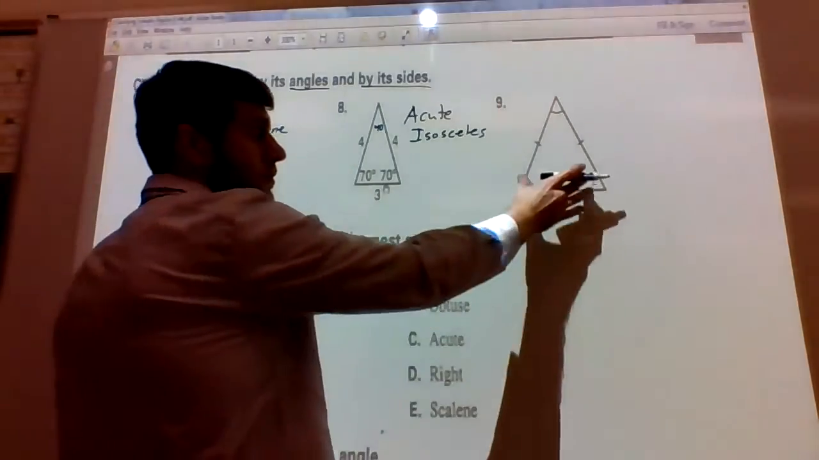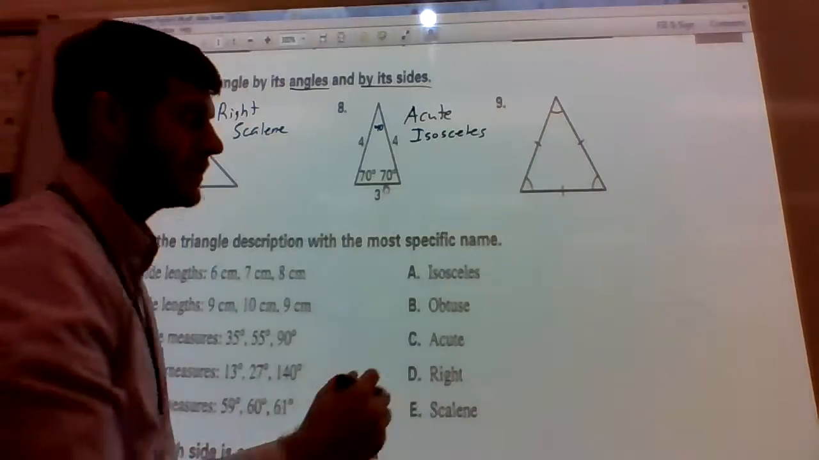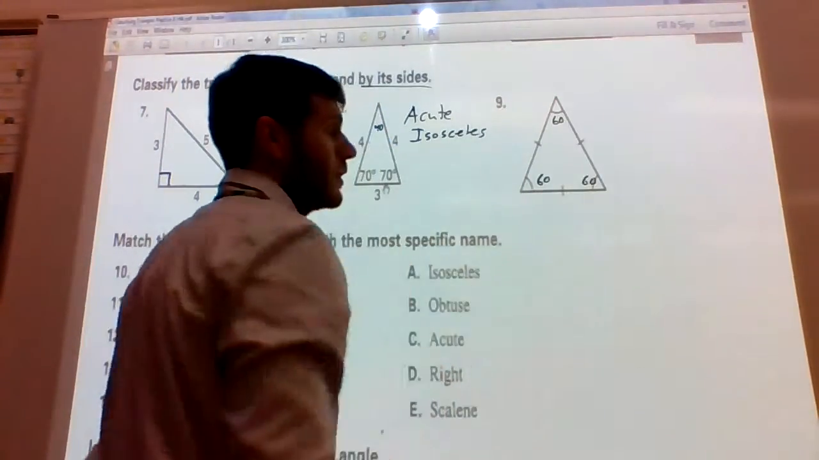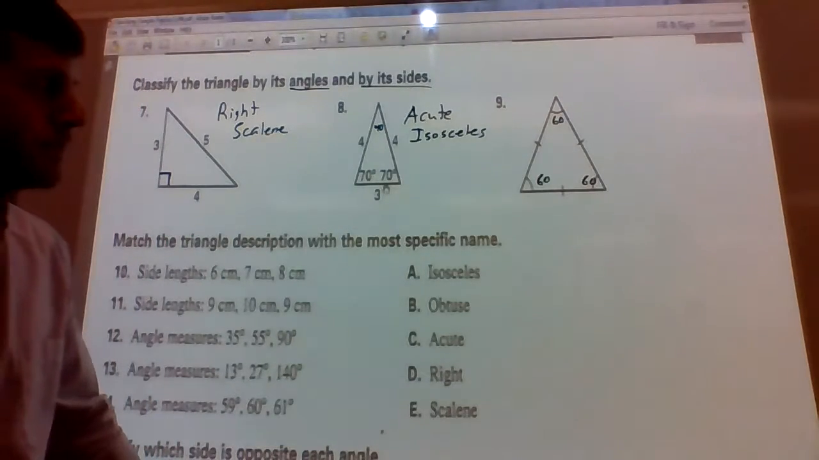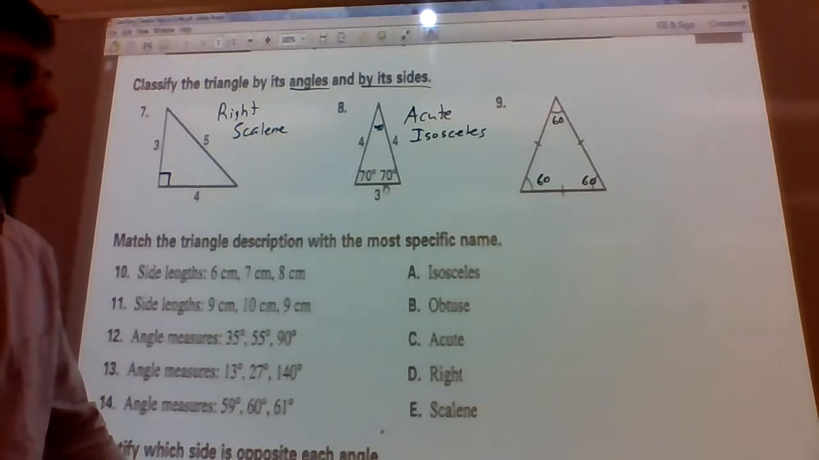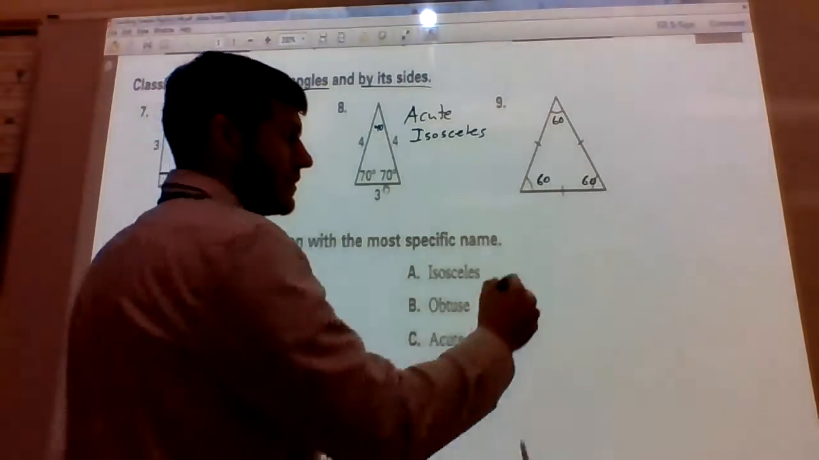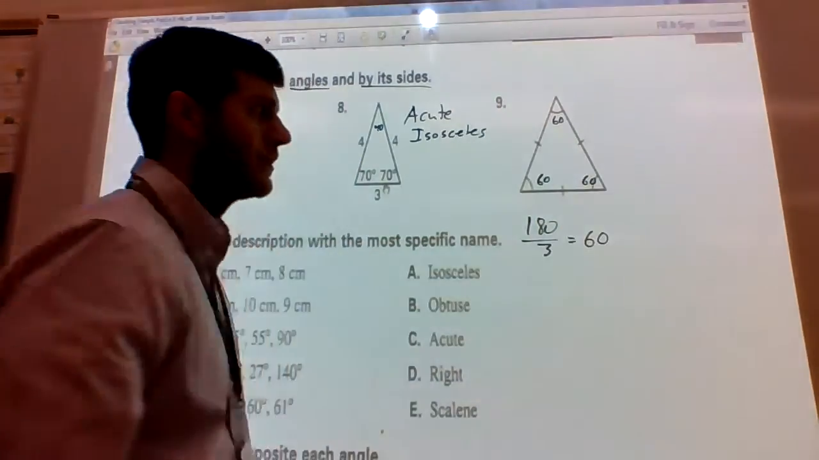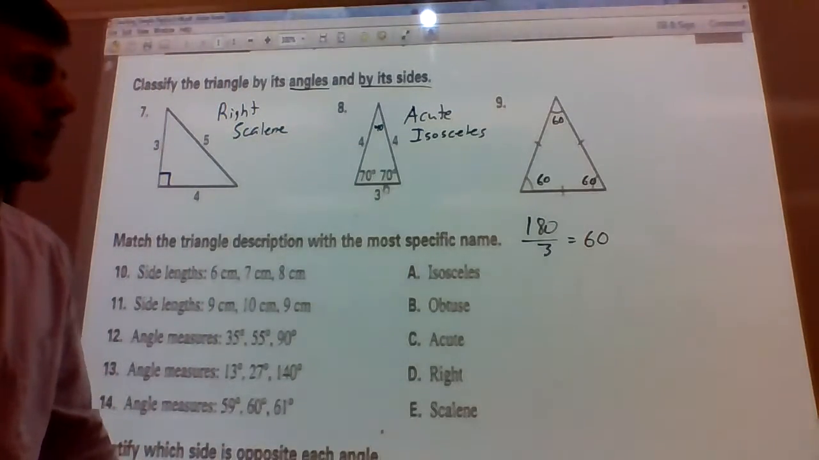This one, all the angles are the same, so they're all going to be 60, 60, and 60. So we can say it's equiangular. We could also say it was acute if you wanted, but equiangular is more accurate. All equiangular triangles are going to be acute because the angles are going to be 60, 60, and 60. Again, we know that 60, 60, and 60 because they're all the same. And 180 divided by 3 is 60. So all equiangular triangles are always going to be 60, 60, and 60.